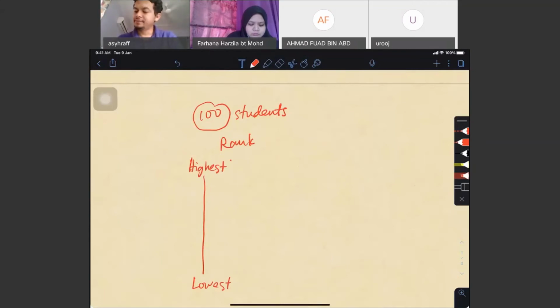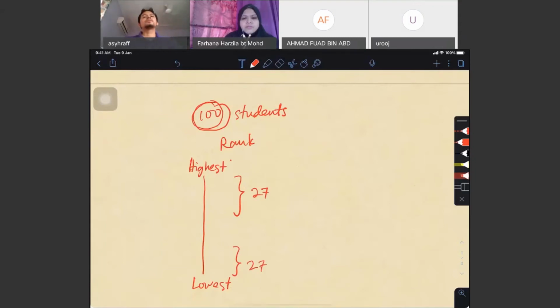And then you create the groups. You take the good group, the top 27%, and the bottom 27%. So there are 100 students here. So how many students are there in the good group? 27. So if there are 200, 54 students. So another 27 students here. We ignore this middle part.